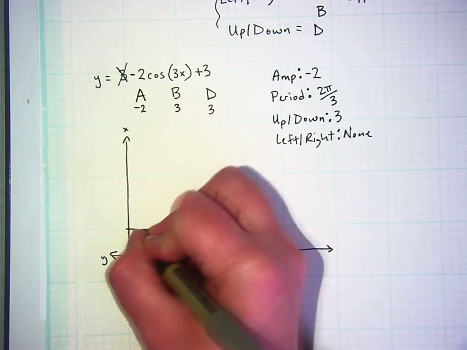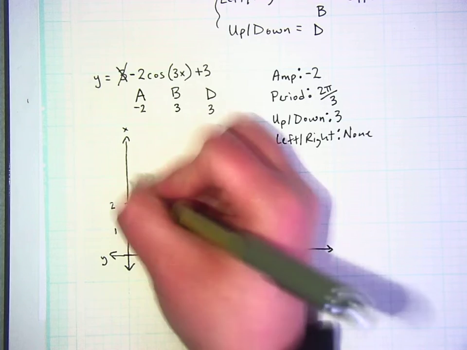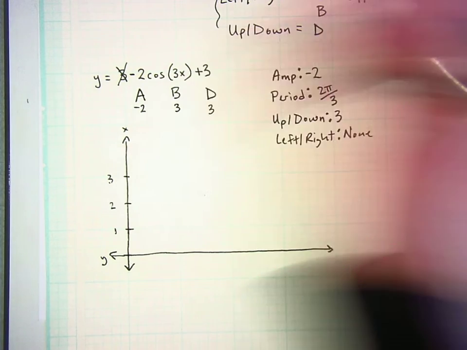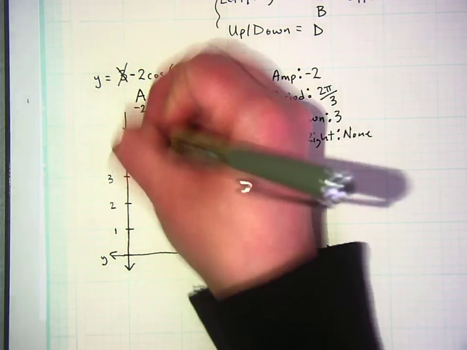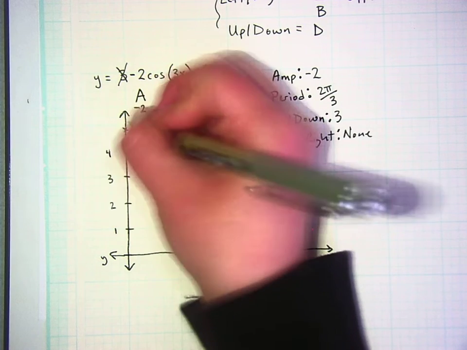Let's see, here's 1, 2, 3. Looks like I need to go up a little higher. 4 and 5.